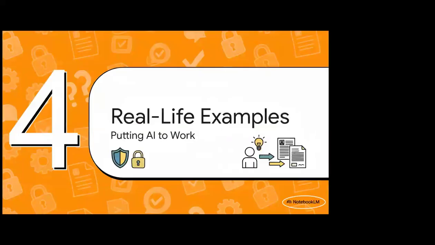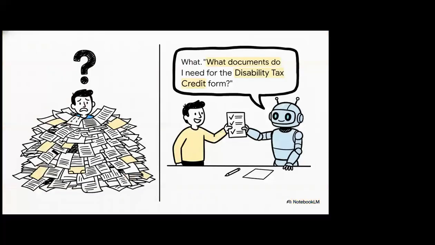Okay, so now that we know the basics, let's connect this back to those real-world problems we started with, like trying to get through all that confusing paperwork. So instead of spending hours clicking around a government website trying to find what you need, you could just ask your AI assistant a direct question, just like this one. It'll cut through all the noise, find the information, and give you a simple checklist. Just think about all the time and frustration you'd save.